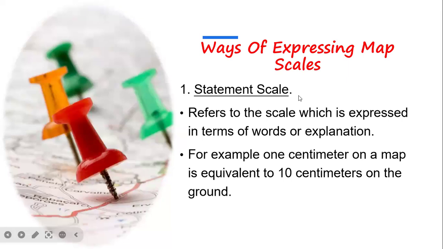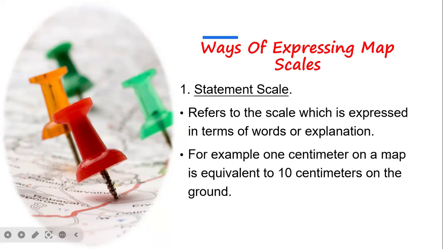The first one is the statement scale. This statement scale just refers to the scale which is expressed in terms of words or explanations. So this is the first way you can express the scale on your maps, simply by using words or explanation. Take an example, maybe 1 centimeter on the map is equivalent to 10 centimeters on the ground. So that's the statement scale.